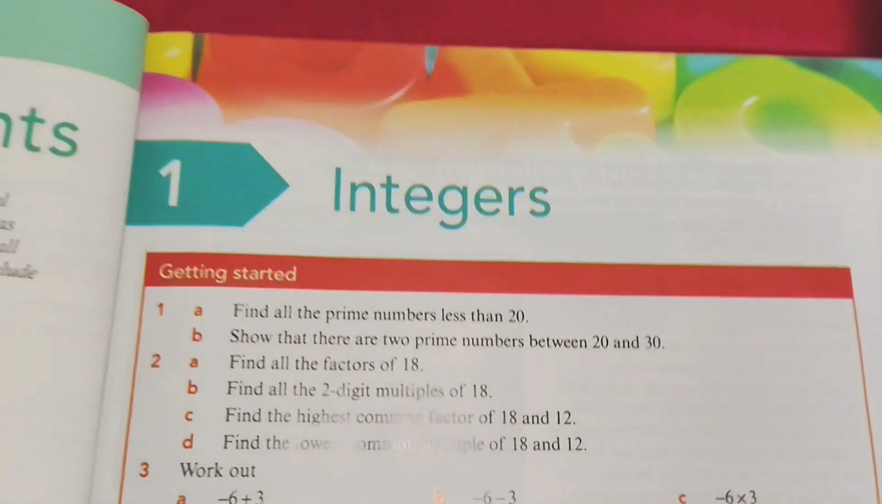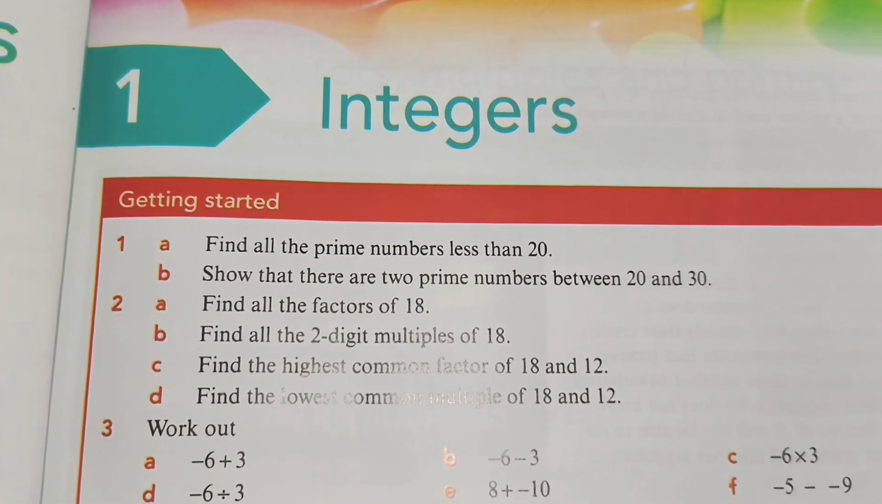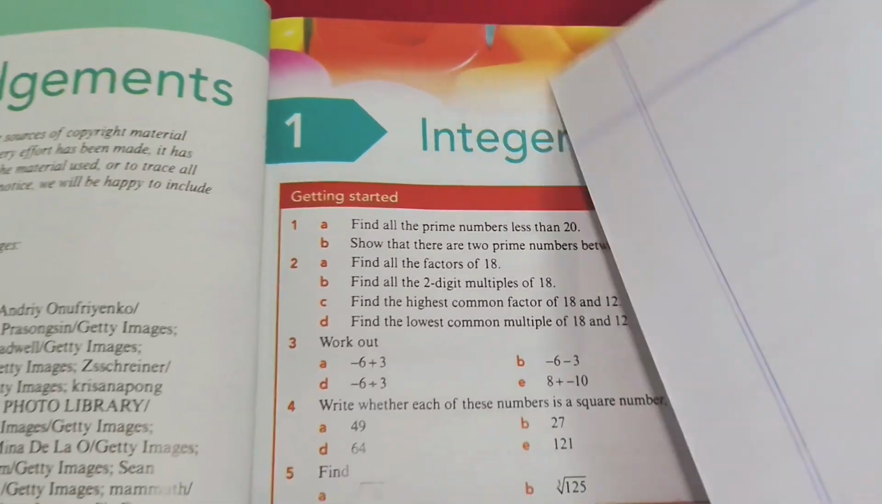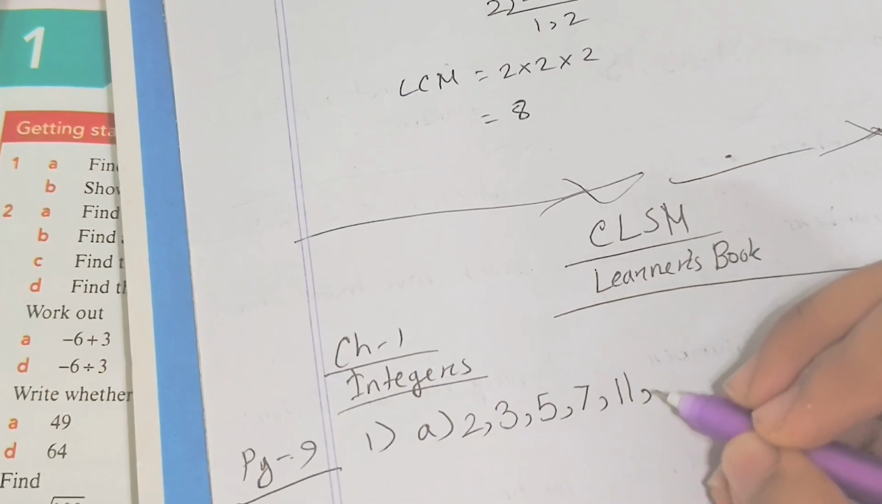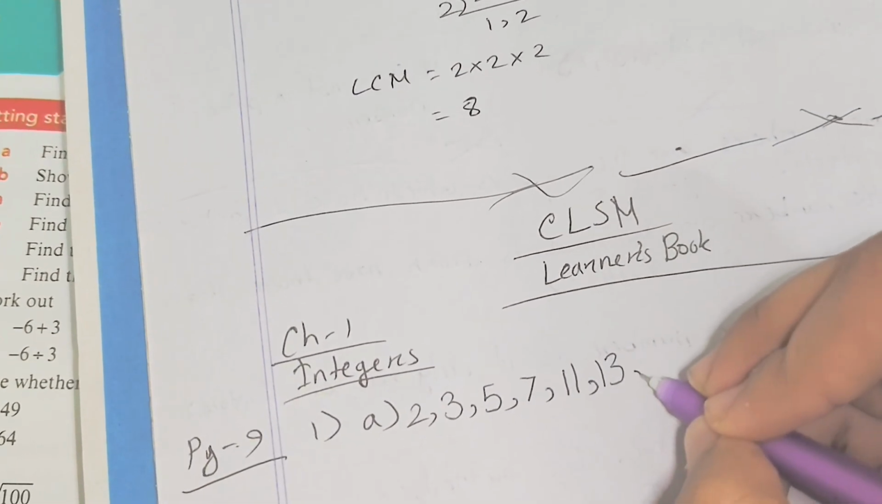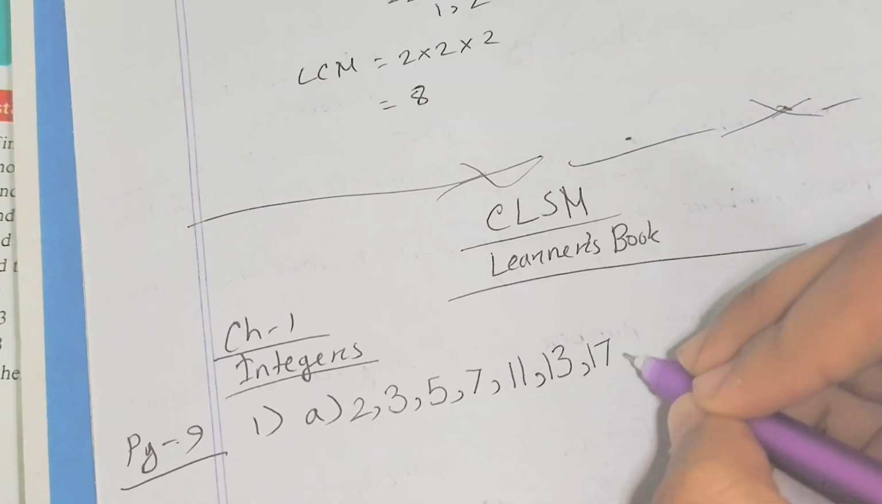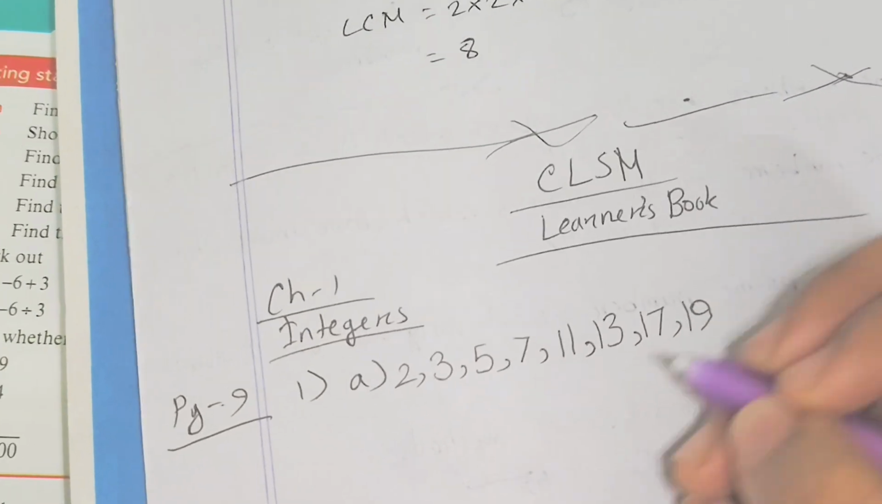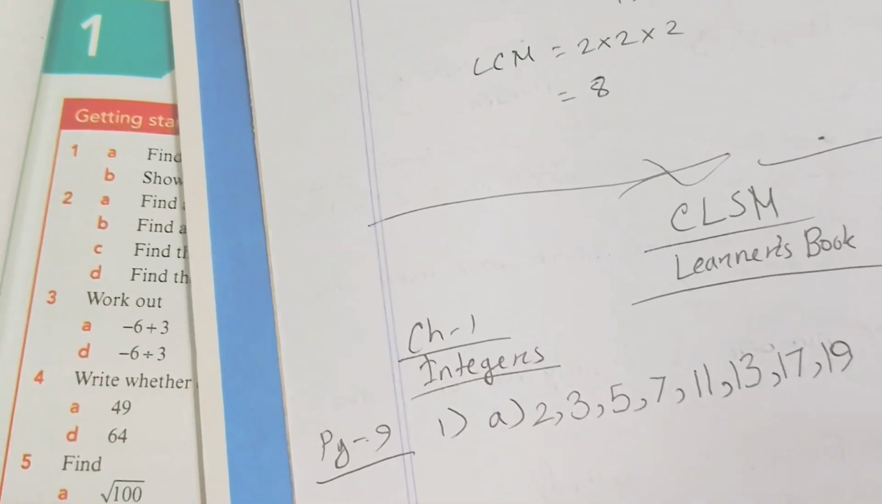So in our question, find all the prime numbers less than 20. The numbers should be 2, 3, 5, 7, 11, 13, 17, 19. This should be the answer.